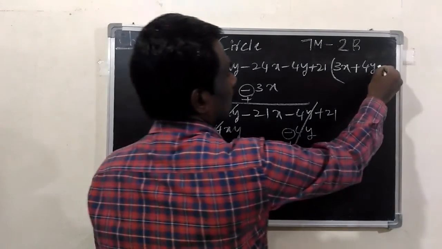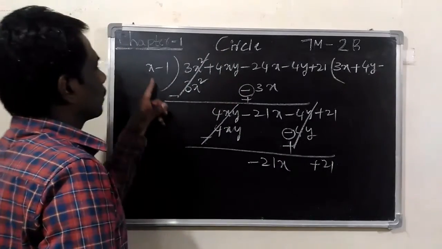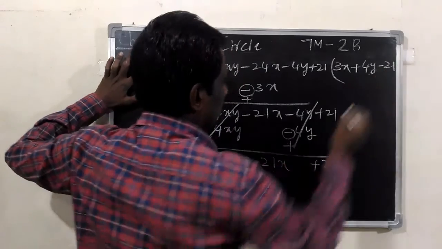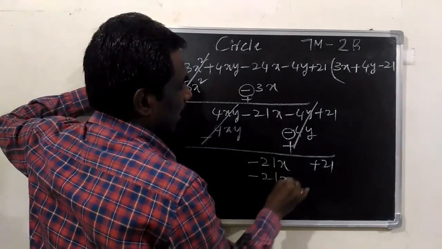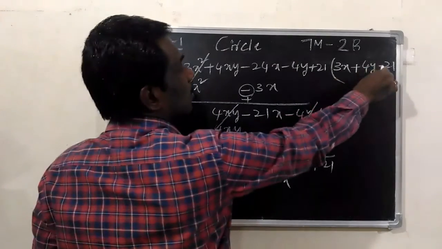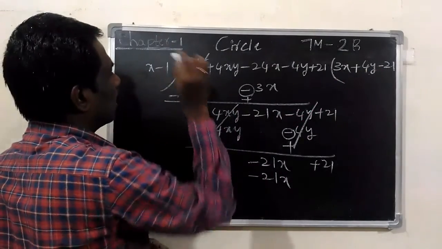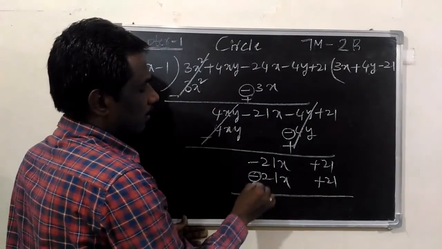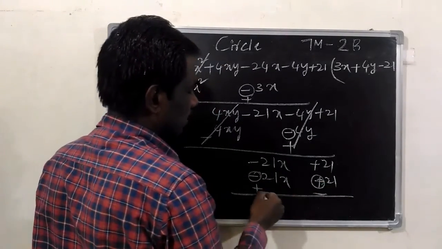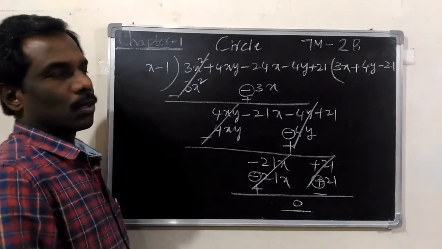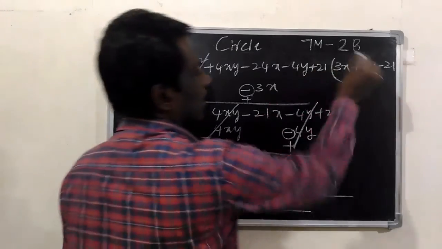Here minus symbol is there, so write here minus 21. x 21s are minus 21x. Minus 21 into x, minus 21x, and this minus into minus is plus. 21 ones are 21, plus 21. Change the symbols, minus, and cancel them. Both are cancelled. Equal to 0. Therefore, this is one of the factors.